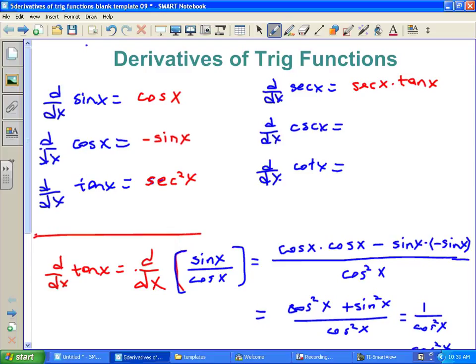First, there's going to be a negative involved. And instead of secant squared, guess what we're going to have? What is the cofunction of secant? Cosecant, so we're going to have negative cosecant squared of x.